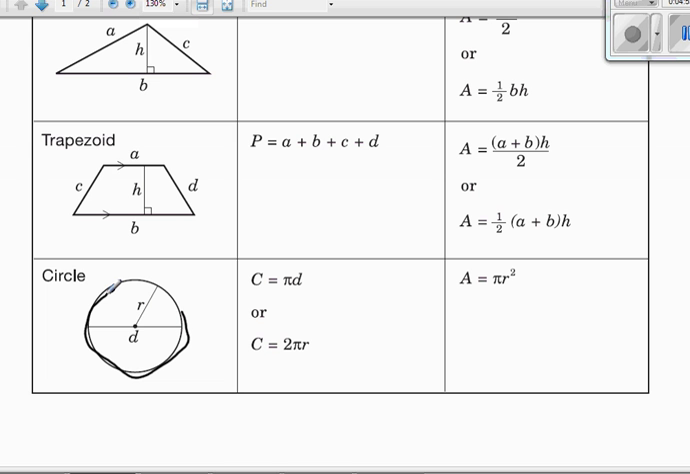For example, we don't actually use the word perimeter when we talk about a circle. A circle's perimeter is given a special name called circumference. There are two formulas for finding circumference. One is pi times diameter, diameter being the full distance across the middle of the circle. Or if you don't have diameter, you can use 2 times pi times radius, radius being the half distance across the circle. And of course, the formula for the area of a circle is pi times r squared.